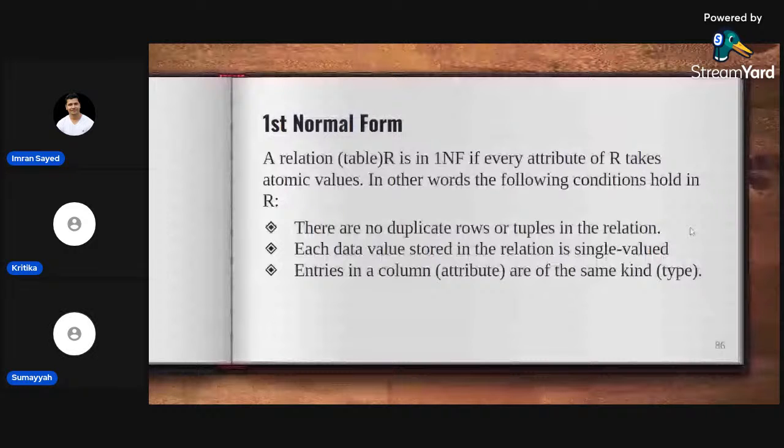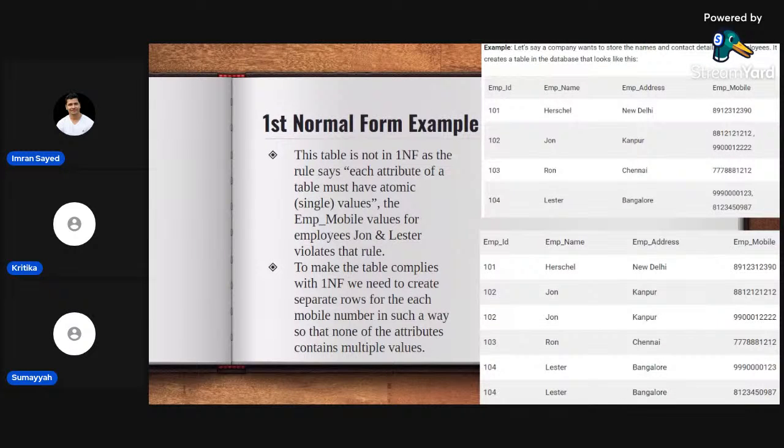Okay, so first normal form. A relation is in first normal form if every attribute of R takes atomic values. In other words, the following conditions hold in R. There are no duplicate rows or tuples in the relation. Each data value stored in the relation is single valued, and entries in a column or attribute are of the same kind or type.